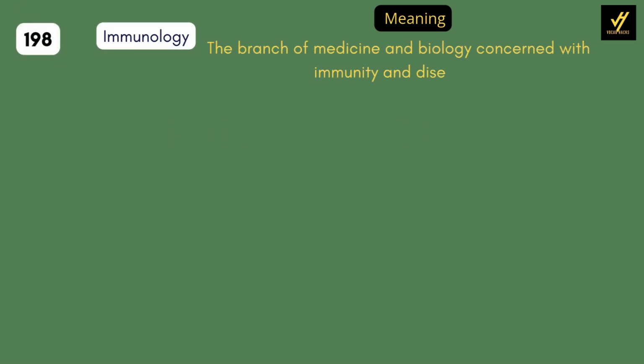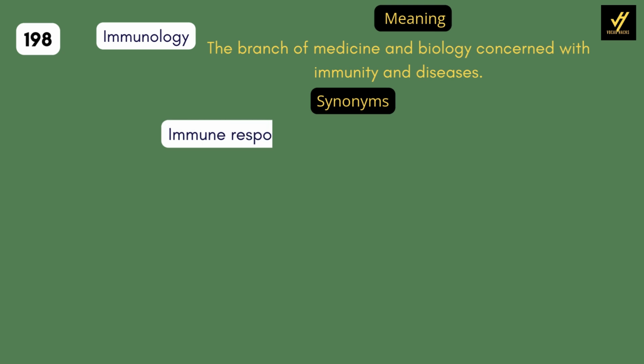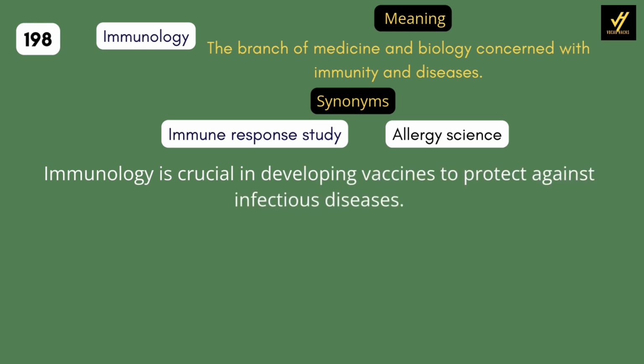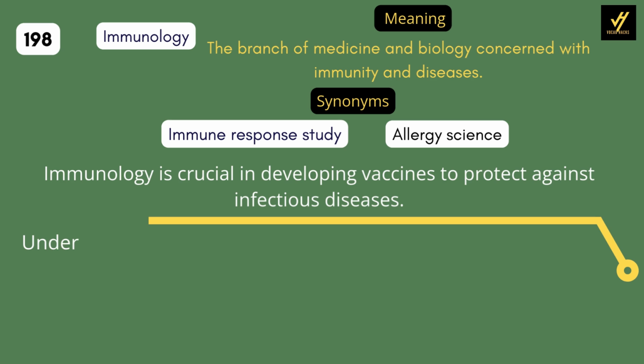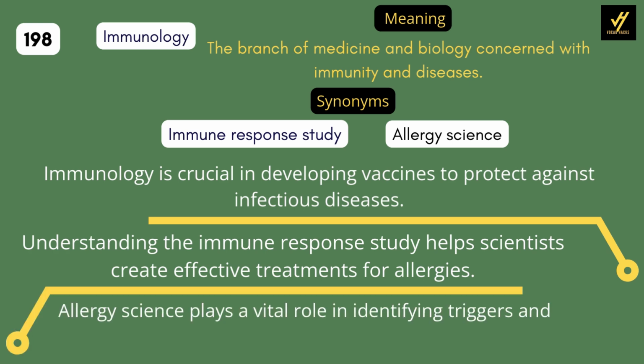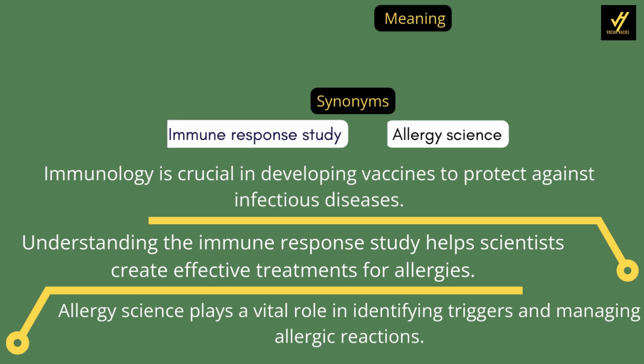Immunology, the branch of medicine and biology concerned with immunity and diseases. Immune response study, allergy science. Immunology is crucial in developing vaccines to protect against infectious diseases. Understanding the immune response study helps scientists create effective treatments for allergies. Allergy science plays a vital role in identifying triggers and managing allergic reactions.